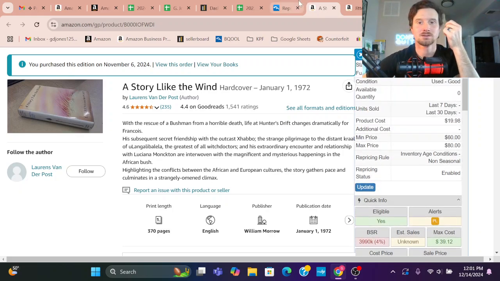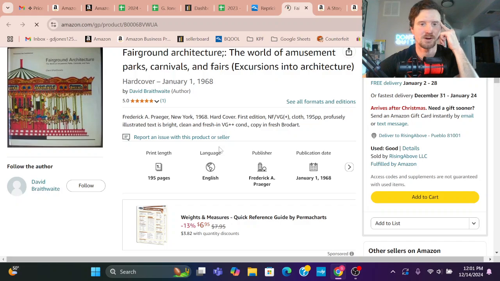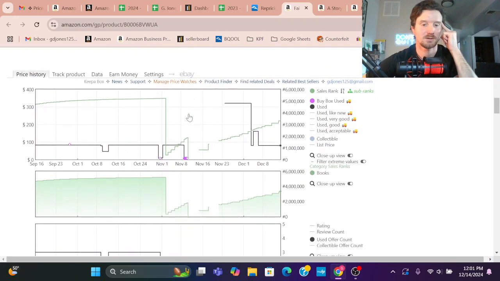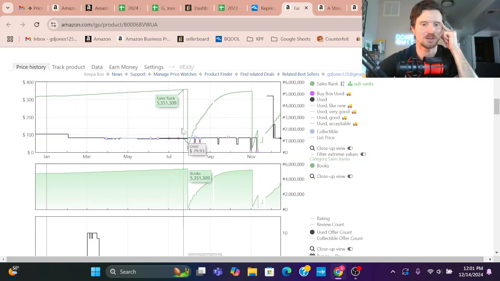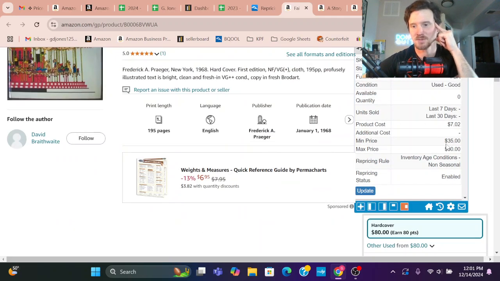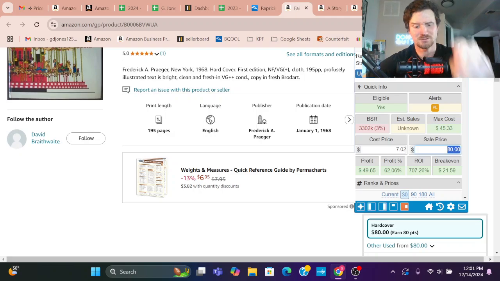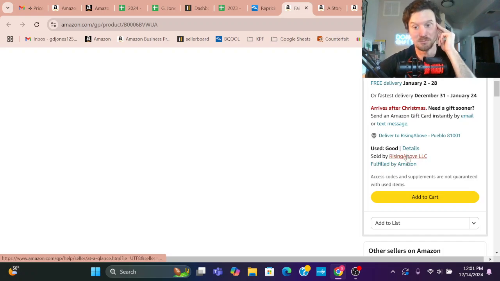But let's go over a different book here. Fairground Architecture. Once it loads, okay, we'll go over this one, even though it's a kind of a similar one sales wise. So I put the bottom at 35. Put the max at 80. I bought it for $7, so it's going to be pretty easy to turn around the money. Look, at 35, I'm making 162% ROI, $11.40. It looks like I have the buy box at 80.